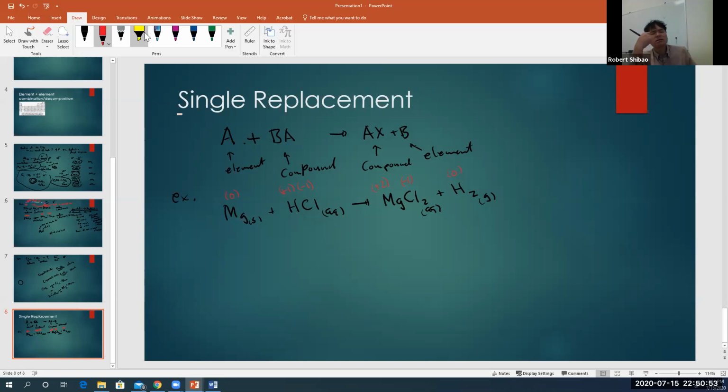Magnesium lost electrons. What do we call the loser of electrons? The loser of electrons, is that the reducer or the oxidizer? The reducer loses electrons. So this is the reducer. Then who took the electrons? The HCl took electrons. The HCl is the oxidizer. But more specifically, what in HCl took the electrons? Did the chlorine take the electrons, or did the hydrogen take the electrons? Turns out the hydrogen took the electrons.